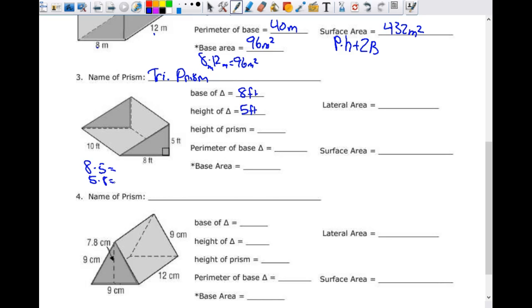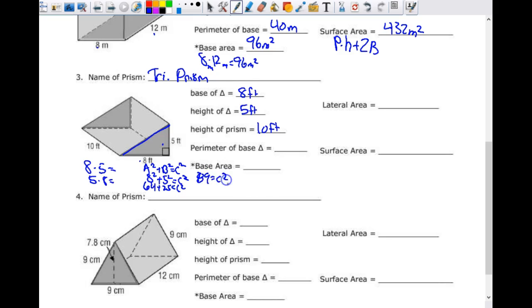All right. What is the height of this prism? 10 feet. The perimeter of the base is easy. It's 8 plus 5 plus, we don't know what that is. We're going to have to use Pythagorean's theorem. A squared plus b squared is equal to c squared. 8 squared plus 5 squared is equal to c squared. 64 plus 25 is equal to c squared.